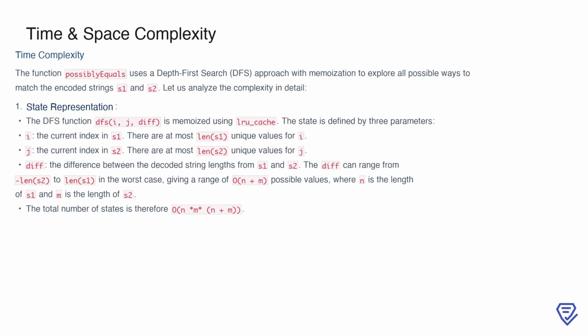s2. For i and j, there are at most len(s1) and len(s2) unique values, respectively. The diff parameter, on the other hand, can range from -len(s2) to len(s1), depending on the lengths of the two strings. This gives us a total range of O(n + m) possible values for diff, where n is the length of s1 and m is the length of s2. Multiplying these together, the total number of states we need to consider is O(n * m * (n + m)).